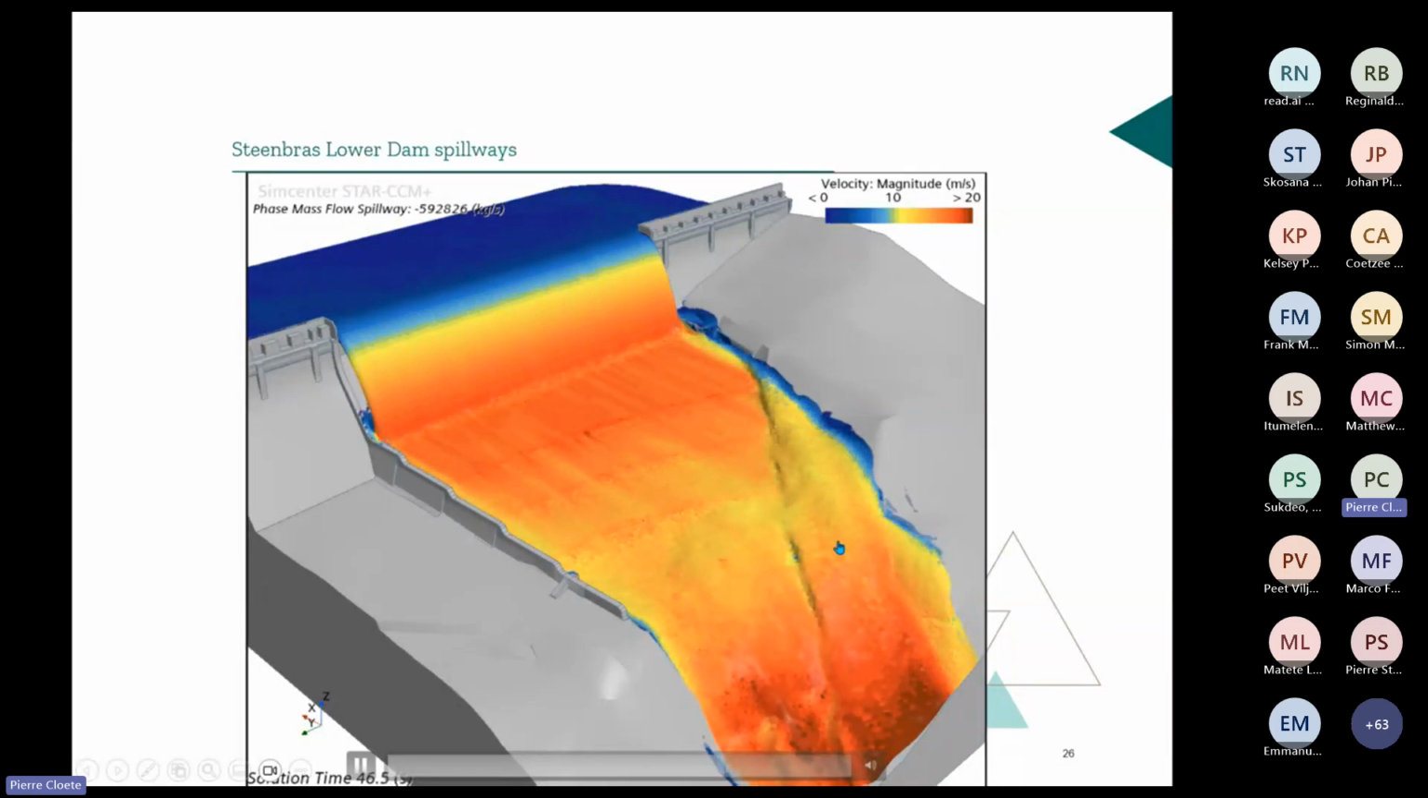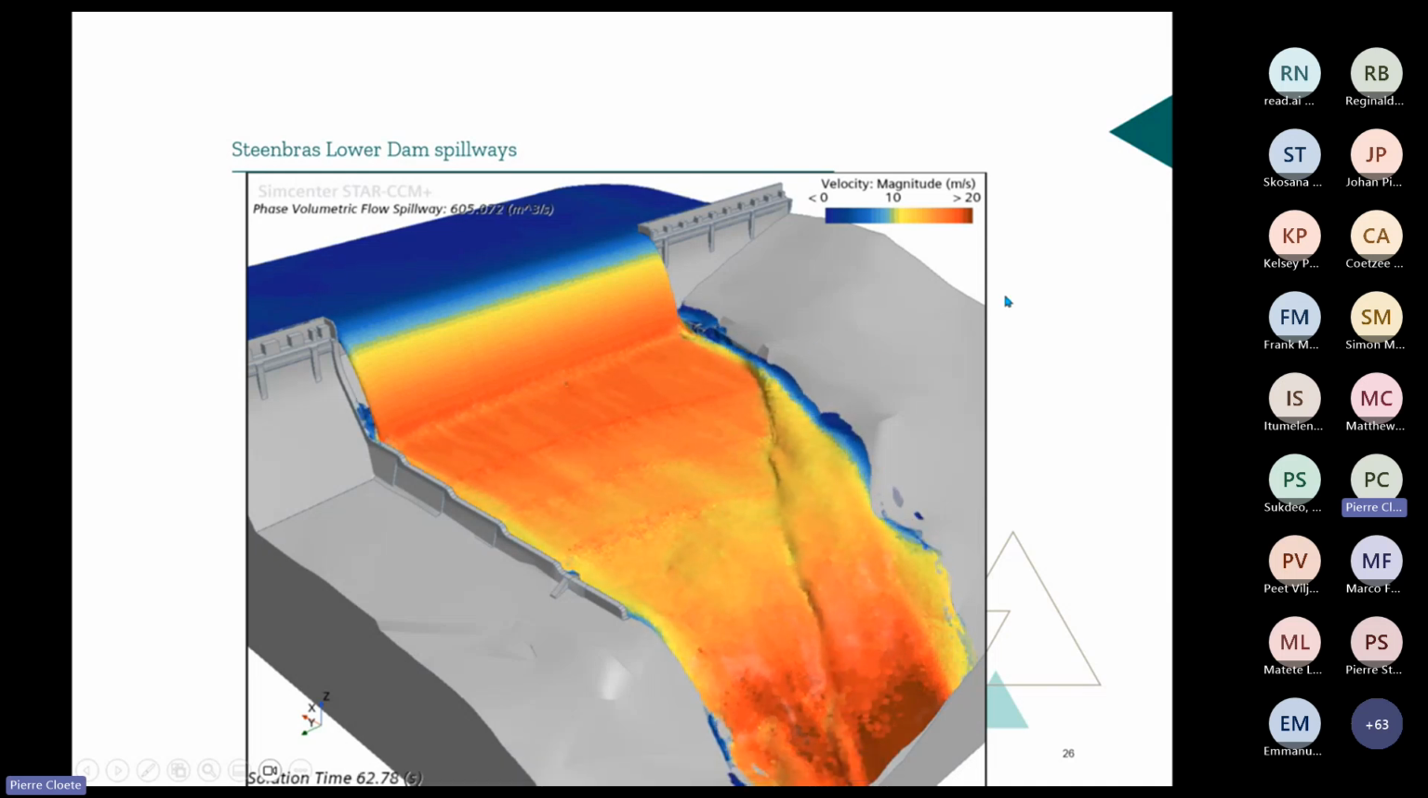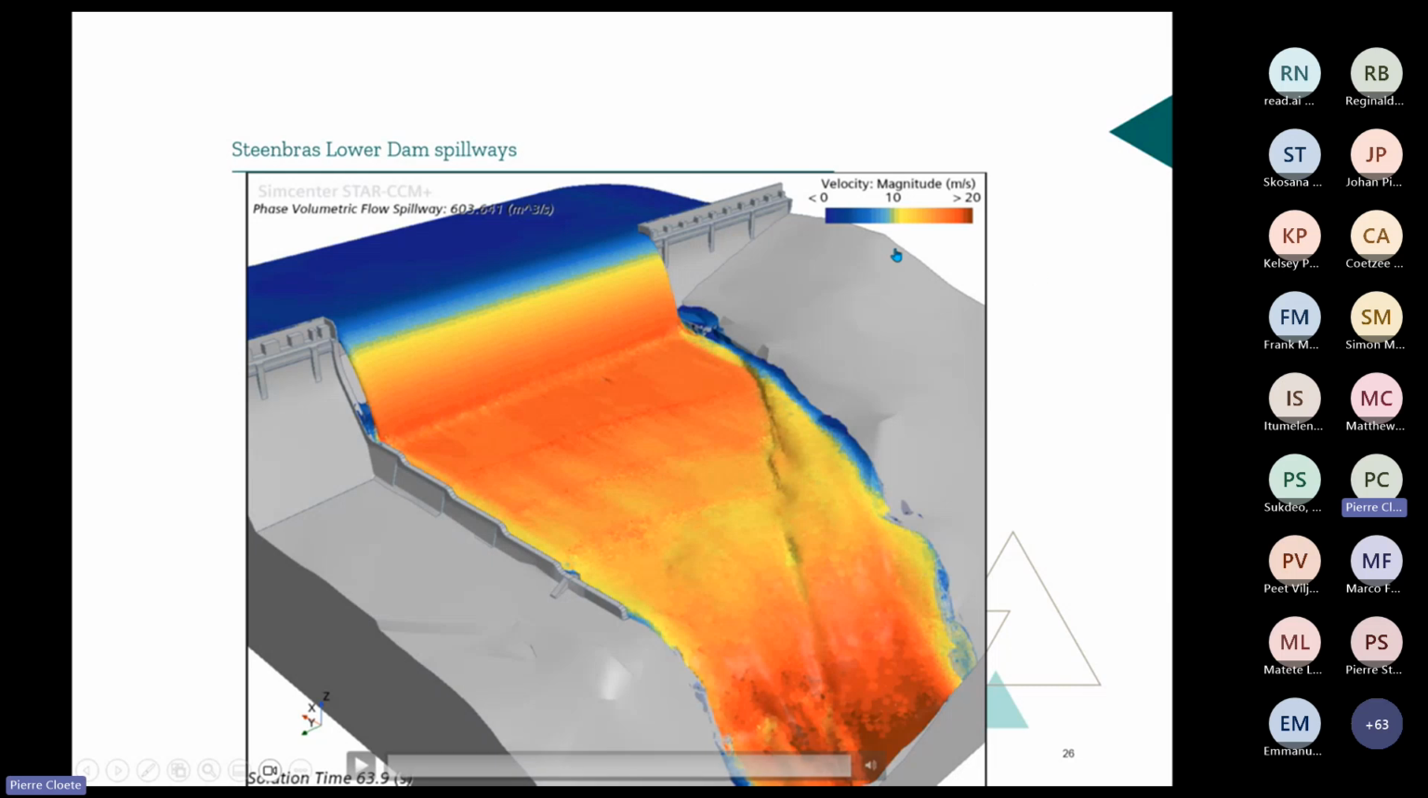So apart from just giving them what the routing results through their dams were, we could also at least give them an indication of what would happen when they get full flow over their spillway, and also see what happens to the downstream sections of the dam. So at NOC overflow level, it registered about 600 cubic meters per second, which coincided very well with the stage discharge relationship as well. So that was also very good.